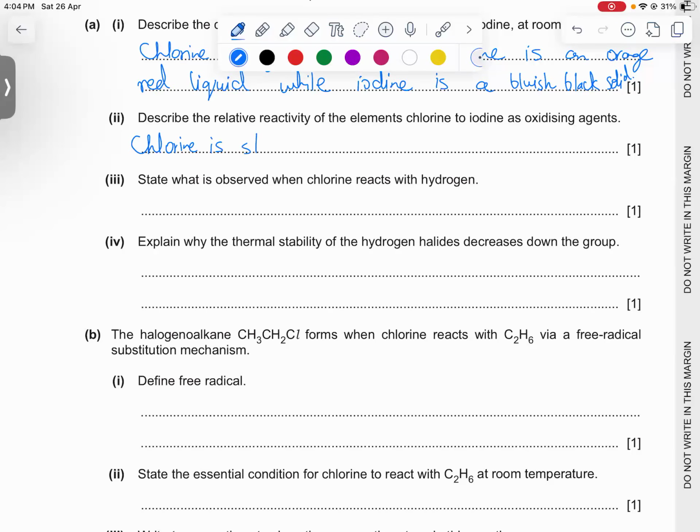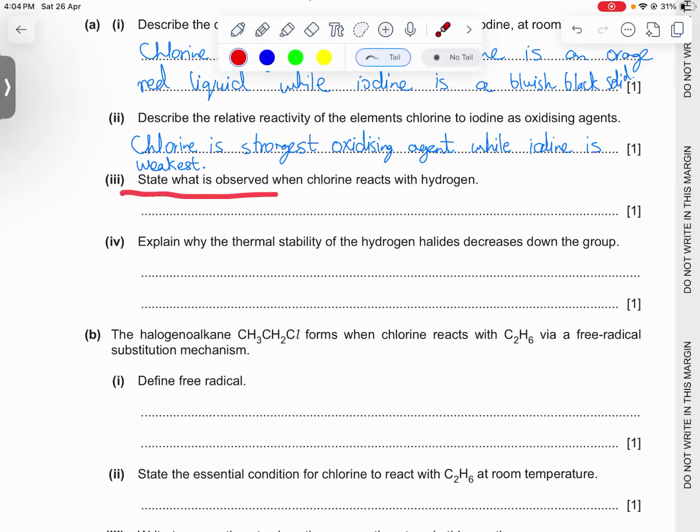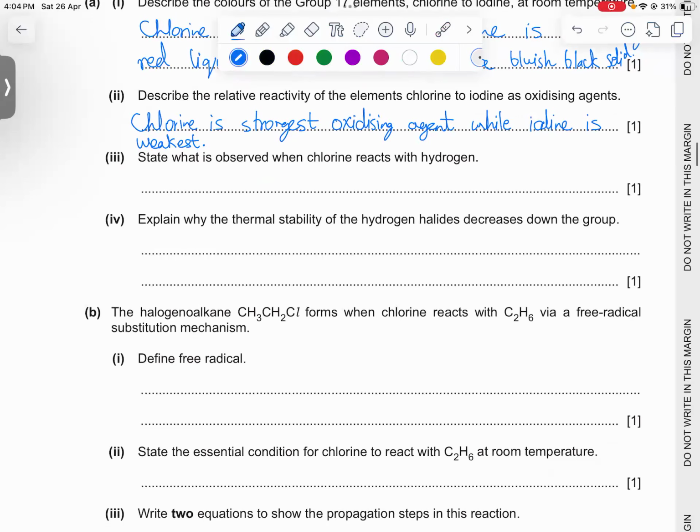Chlorine is the strongest oxidizing agent, while iodine is the weakest. Next, state what is observed when chlorine reacts with hydrogen.